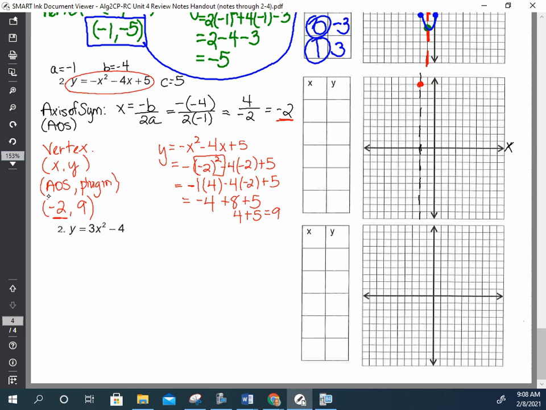So now we start to put this table together. The vertex is the middle of your table. To get the rest of the table, you're going to pick 4 x numbers: 2 numbers that are less than the vertex, and 2 numbers that are greater than the vertex. So 2 on each side.